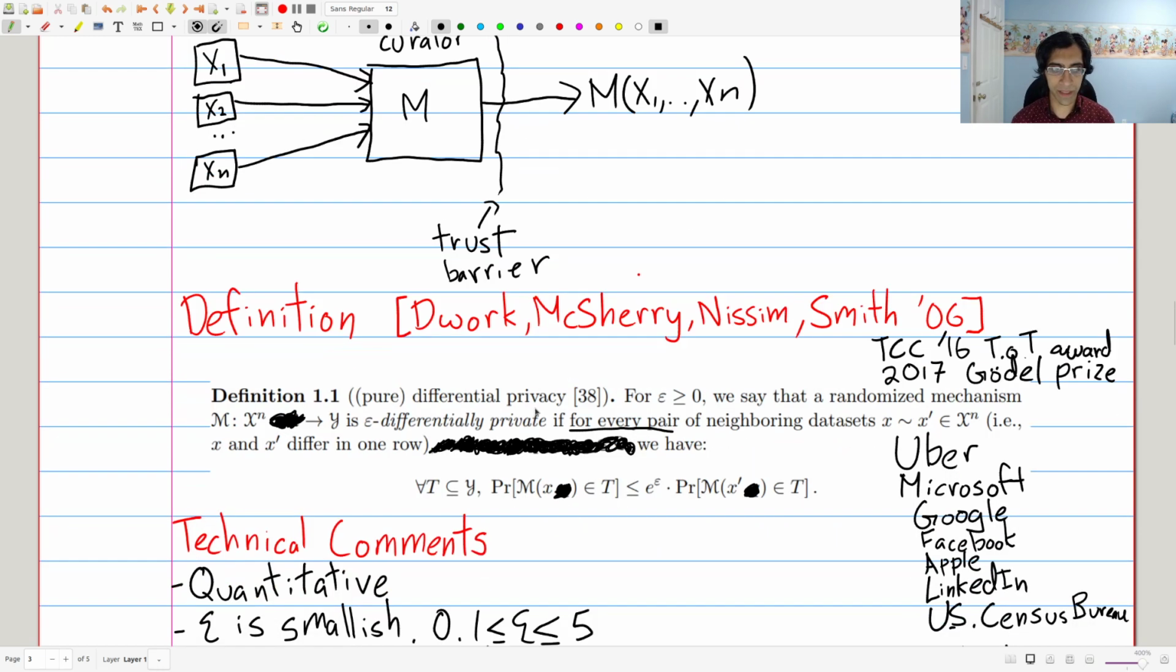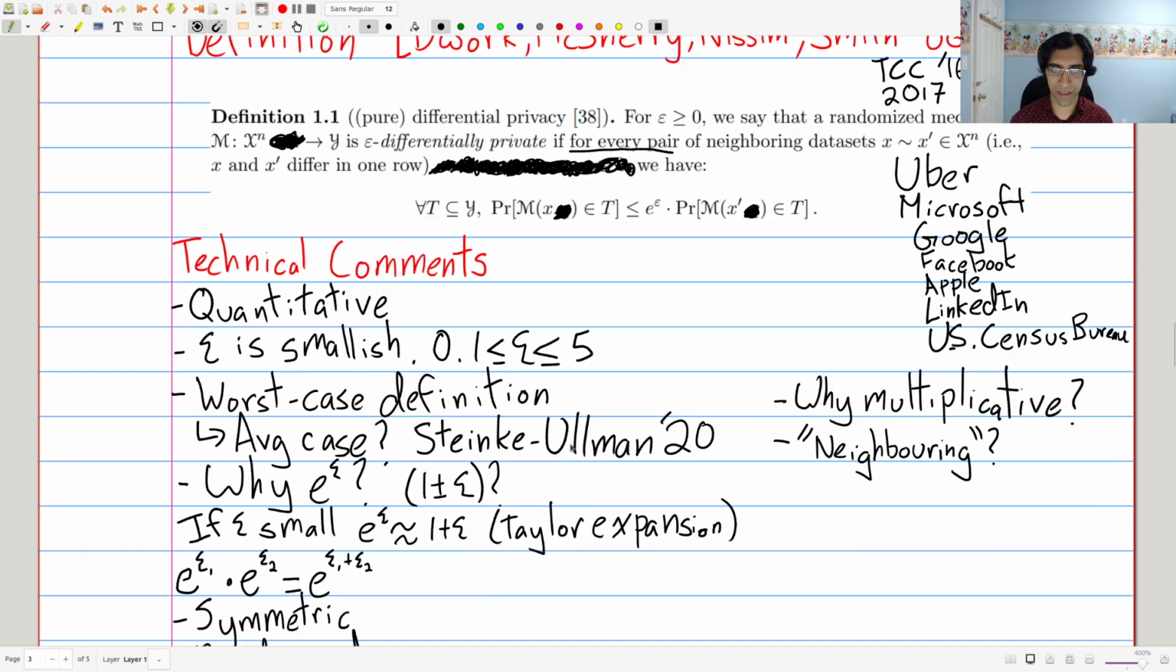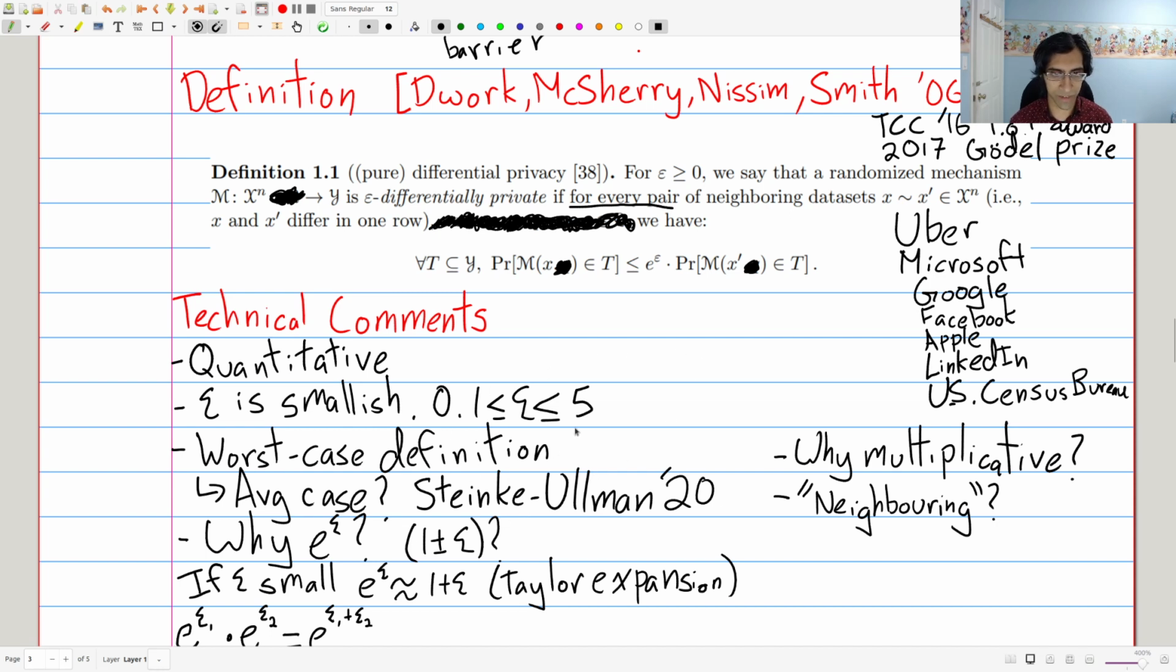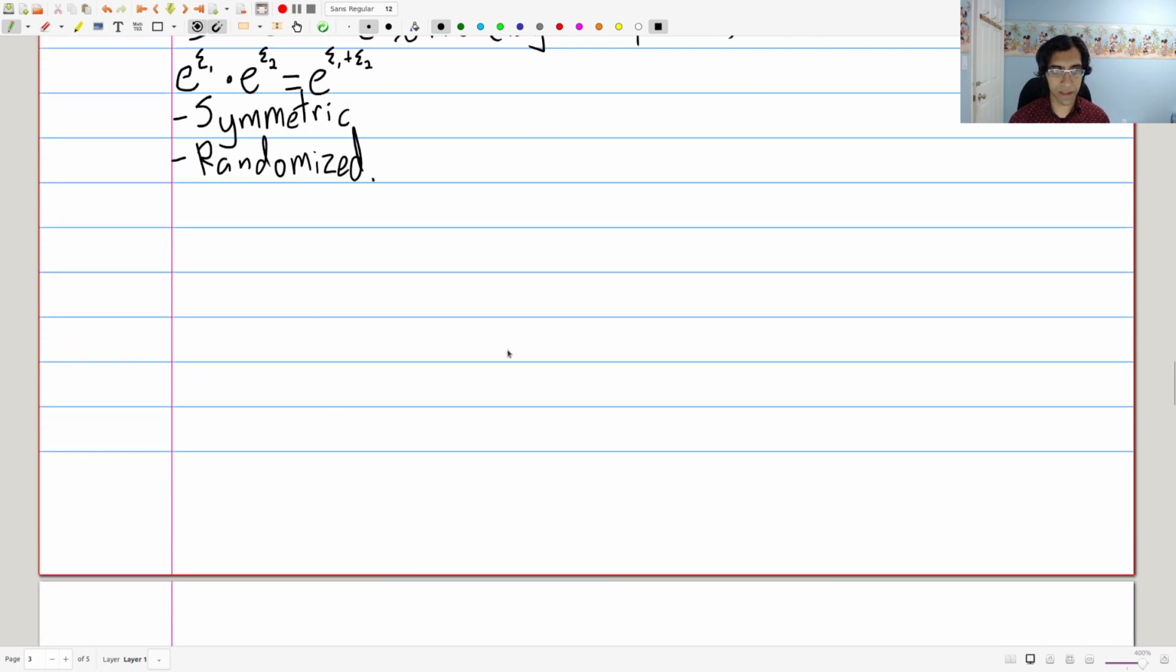Okay, so like I said, that's it in terms of technical comments about the definition. It's a tough one, so that's why there's a lot of things we have to comment on. But it's something that you should hopefully get very familiar with over the course of this class. So that's the notion of differential privacy.